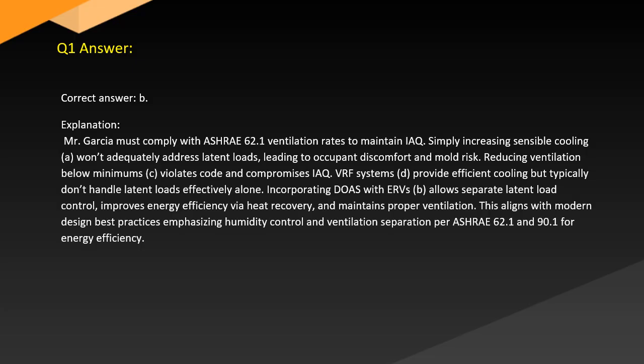Incorporating DOAS with ERVs, B, allows separate latent load control, improves energy efficiency via heat recovery, and maintains proper ventilation. This aligns with modern design best practices emphasizing humidity control and ventilation separation per ASHRAE 62.1 and 90.1 for energy efficiency.